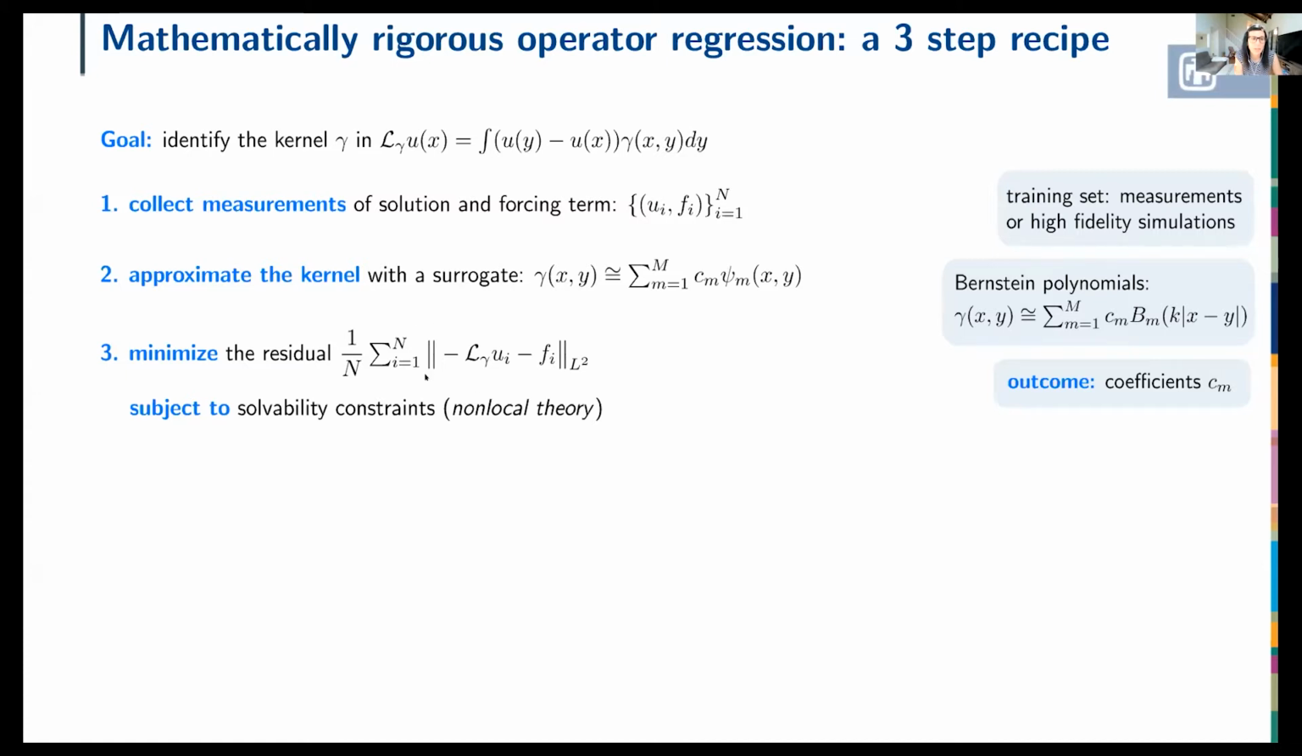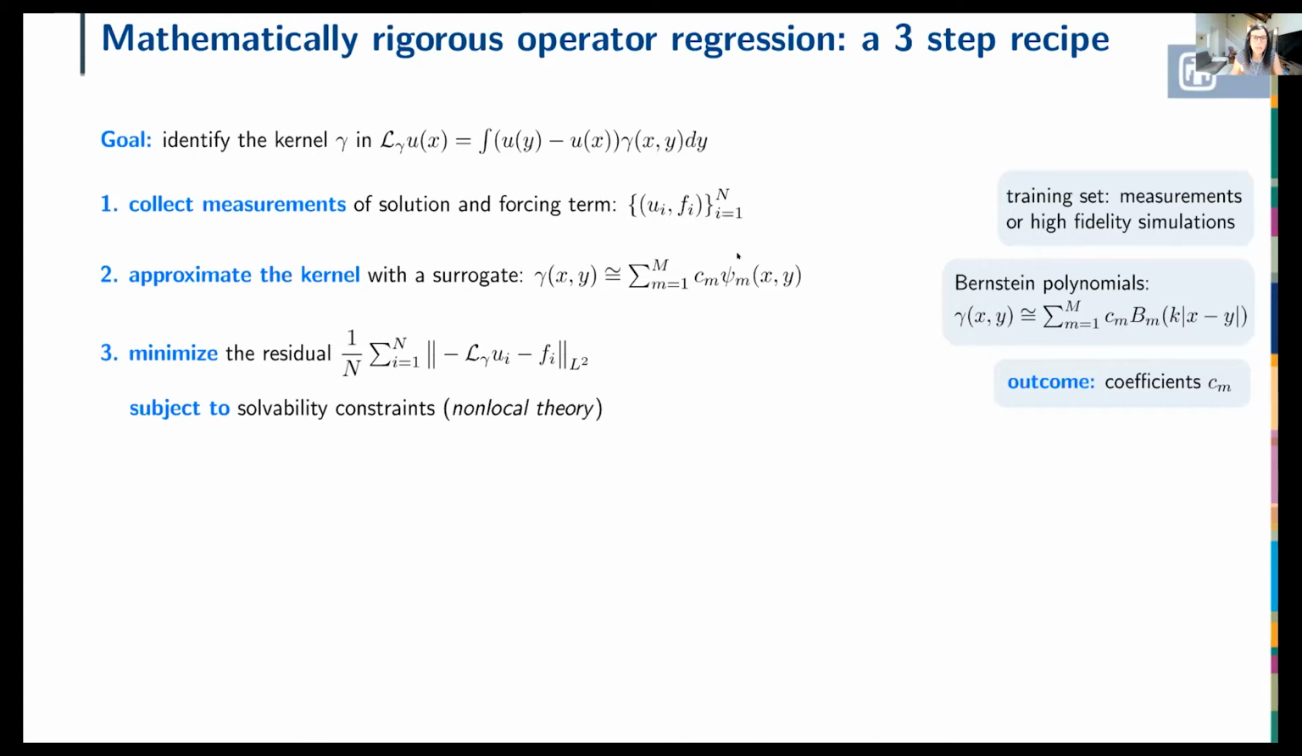Then the third step is to minimize the residual of the non-local equation. So impose weakly by optimization that the physical laws are satisfied. And the constraints are solvability constraints, meaning well-posedness conditions that come from the non-local theory. And the outcome, of course, are the coefficients of this combination that uniquely identify the kernel.